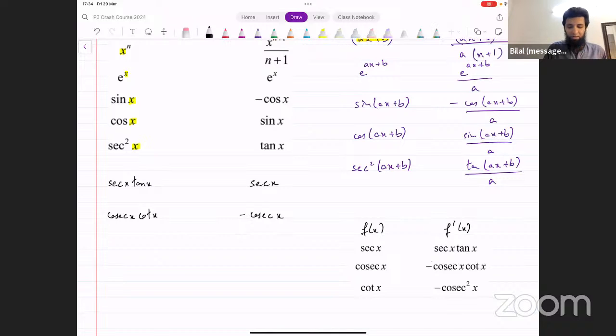And then finally, if you have cosecant square x, the integral of that is minus cot x.